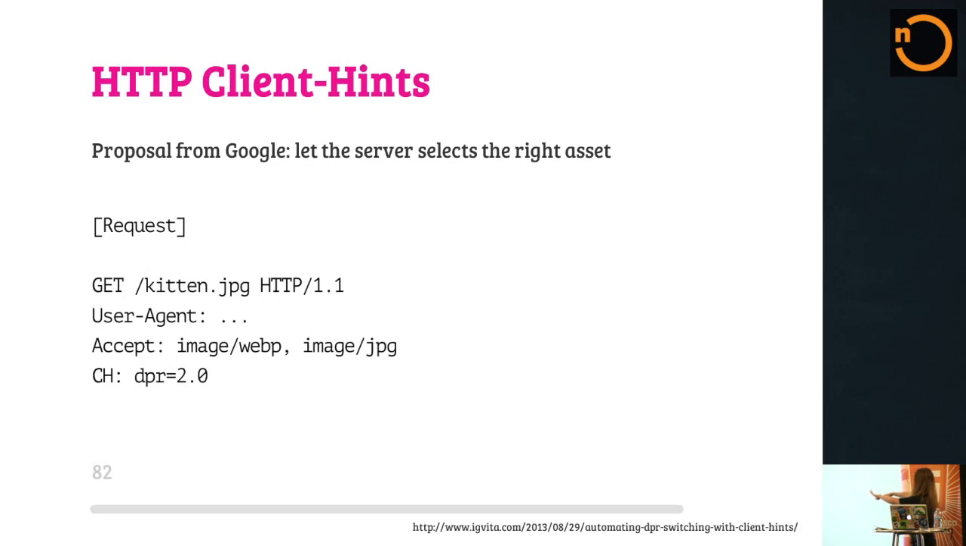That's a whole new thing. Okay, this is not about markup. This client hint is proposed by Google. So it's basically a request header, right? It's an HTTP request header. And the server uses this client hint, CH client hint, DPR 2.0 here.